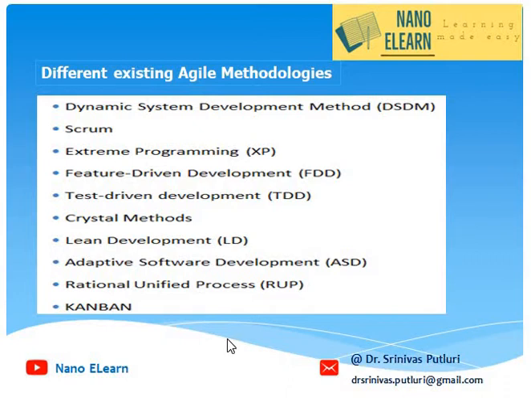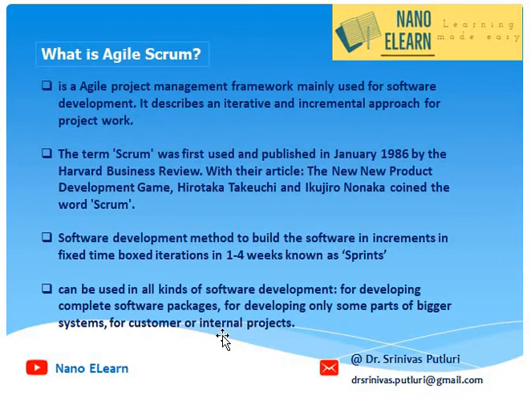These are the different existing agile methodologies or agile frameworks which are in use today. Out of this, Agile Scrum is the most widely used agile framework, which covers almost 65 to 70% of real-time projects. So I'm going to focus more on Agile Scrum methodology in this session and all its concepts in the upcoming sessions. Let us see what is Agile Scrum.